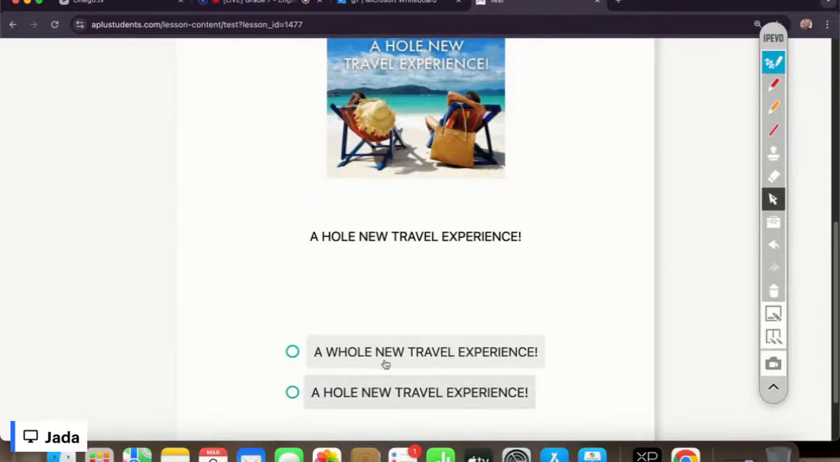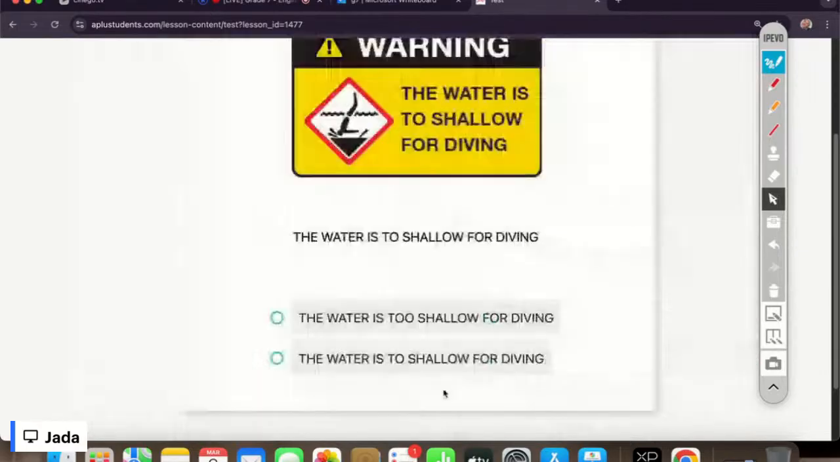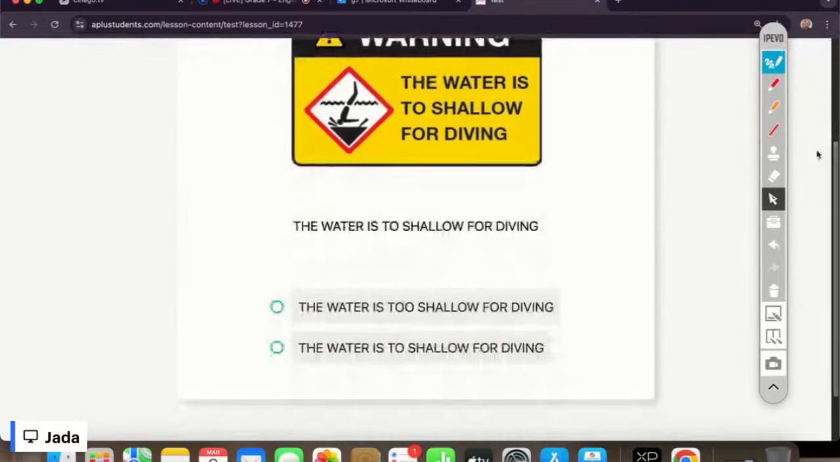Okay, so we have the first one. So the water is too shallow for driving. So is it the first or the second? We have correct the one error.